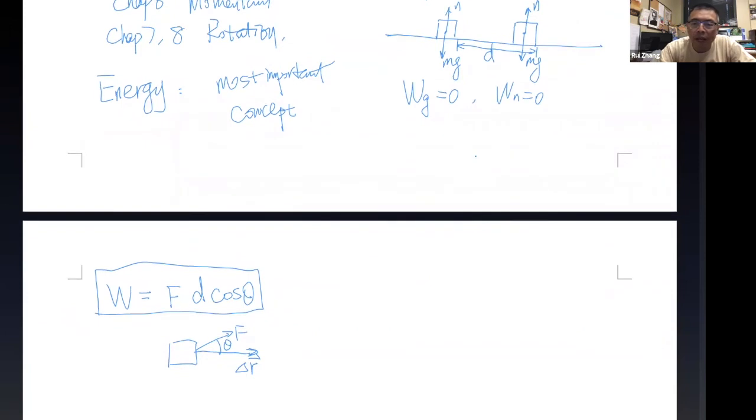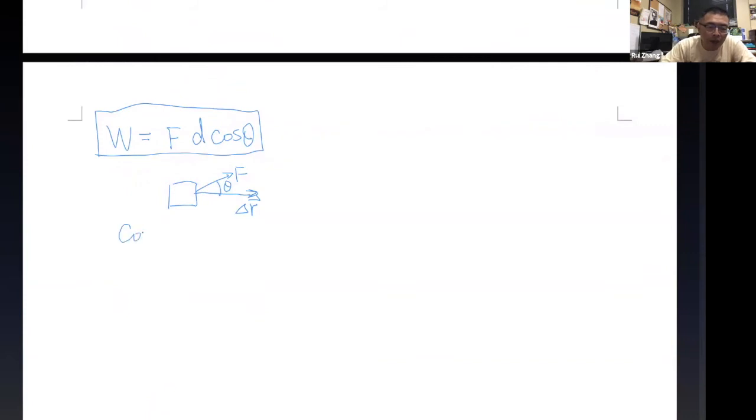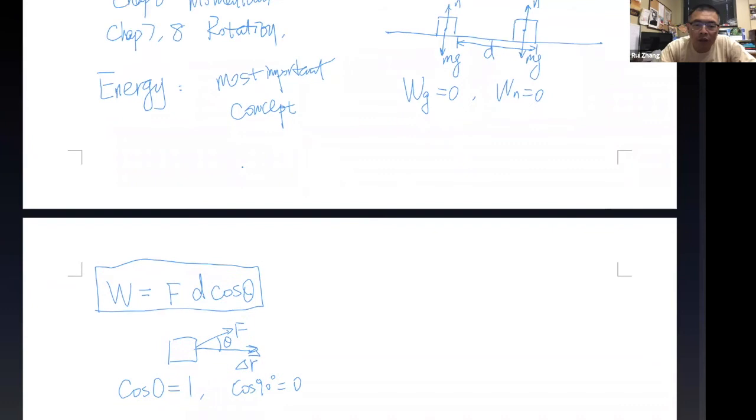What about the second case? In this case, the motion is going along a horizontal direction, but the gravity and normal force are going in the vertical direction. So the angle between them is 90 degrees. Let me write here: cosine 0 is 1, cosine 90 is 0. You can easily check it using your calculator. Because of this, when we calculate the work by gravity and by the normal force, we plug in the angle and it becomes 0. So the work is 0 for both.